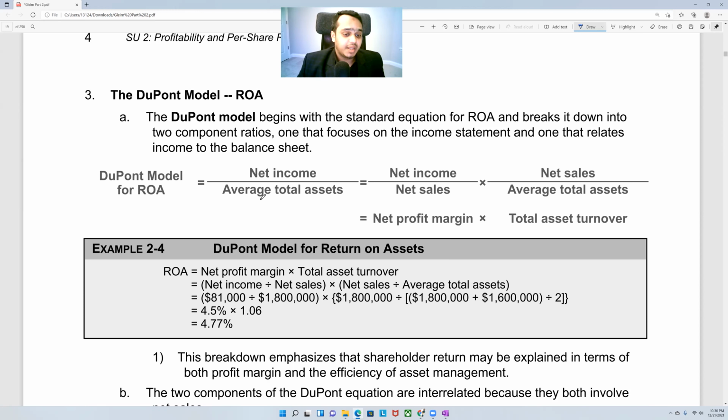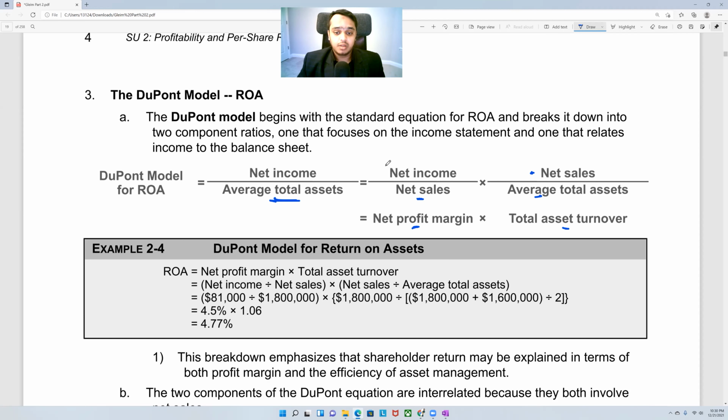Net income divided by average total assets. So net income, what you're doing is nothing but separating it again. Average total assets, again you're breaking it down. If you just see here, net income by net sales, multiplied by net sales by average total assets. This is nothing but your net profit margin, which we just calculated. Then your total asset turnover is net sales divided by average total assets.